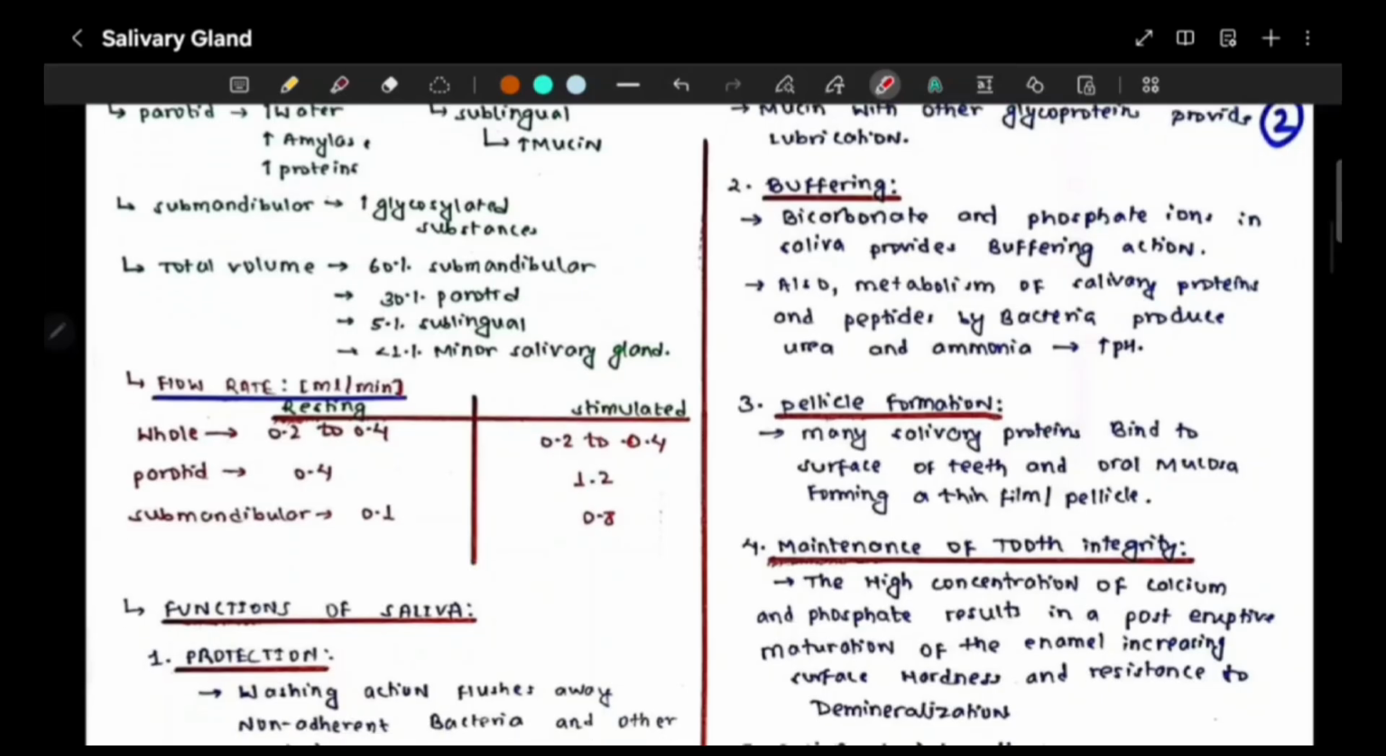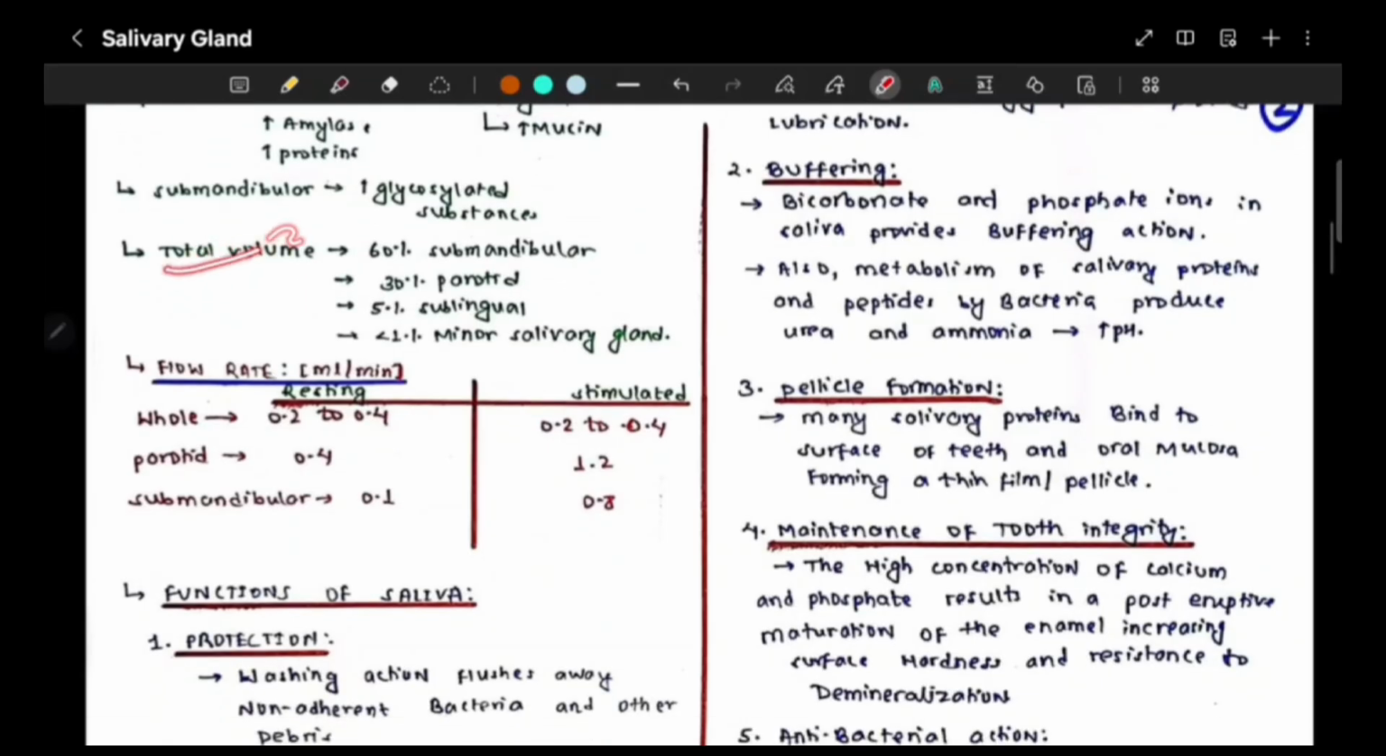After that, the total volume of saliva. This is very important, you should remember. Of the total volume of saliva, 60% is formed by the submandibular gland, 30% by the parotid, 5% by the sublingual, and less than 1% by the minor salivary glands. You should remember this: 60% by submandibular, 30% by parotid, 5% by sublingual, and less than 1% by minor salivary glands.